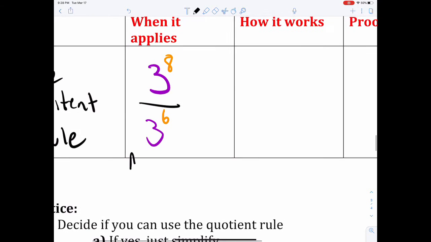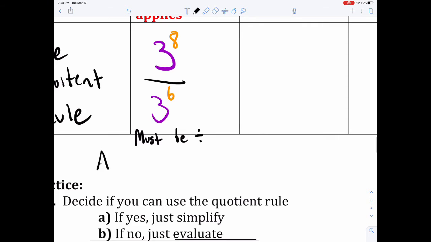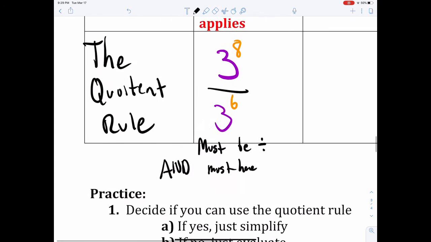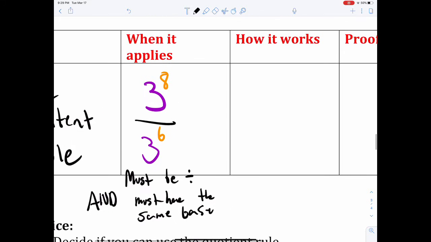So you must be dividing and must have the same base. The exponents, the 8 and 6, are different, but those don't have to be the same. But the bases have to be the same.